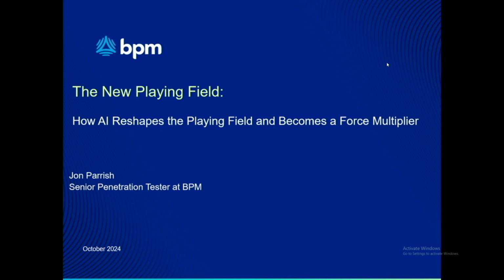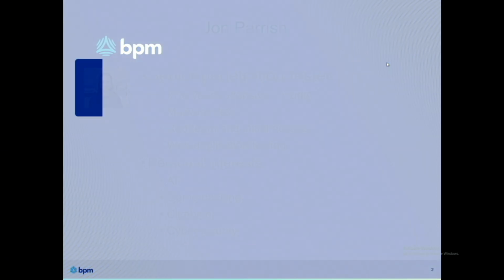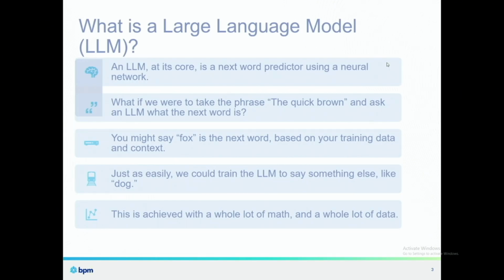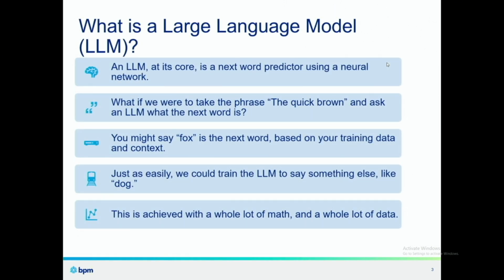Welcome, everybody. This is the new playing field: how AI reshapes the playing field and becomes a force multiplier. My name, as just introduced, is Jon Parrish. I have about 5 years of offensive security. I do malware development, web application testing, red team and initial access, as well as having some personal interest in AI, game hacking, climbing, cybersecurity. If you see me out in the hallways, please feel free to stop me and talk to me about any of these and more.